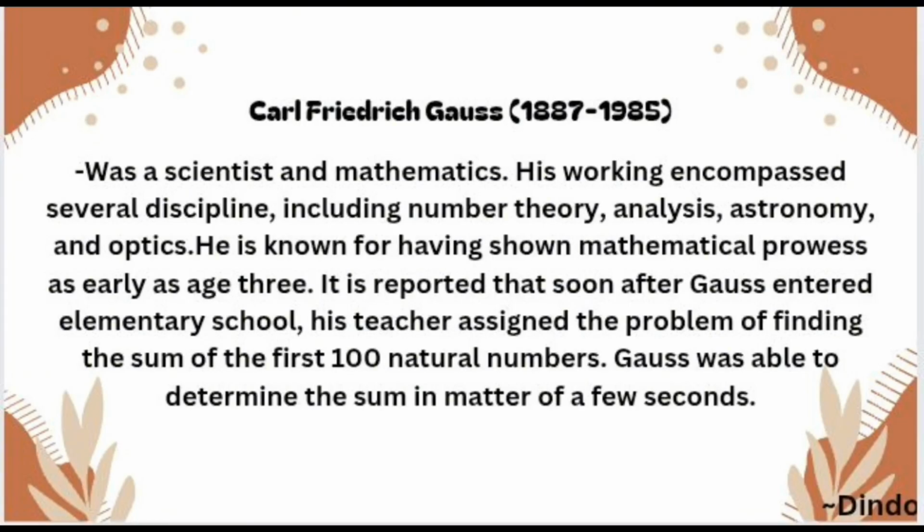So let's proceed to Carl Friedrich Gauss, 1777 to 1855. He was a scientist and mathematician. His work encompassed several disciplines including number theory, analysis, astronomy, and optics. Number theory is a branch of mathematics that studies the properties of integers, which are whole numbers, for example 1, 2, 3, -1, -2, and so on.